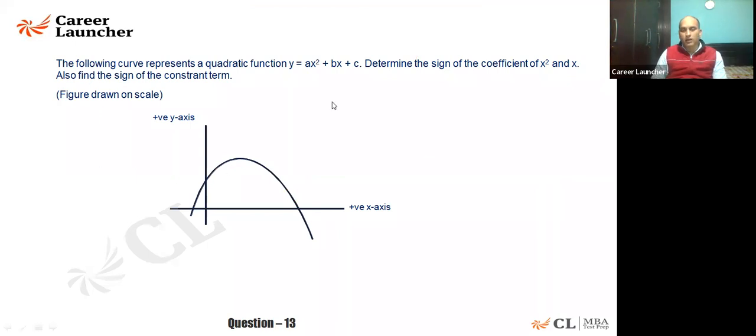Try to understand this question, and the statement is given. You need to determine what are the signs of the coefficient of x square and x, and tell the sign of the constant term also.